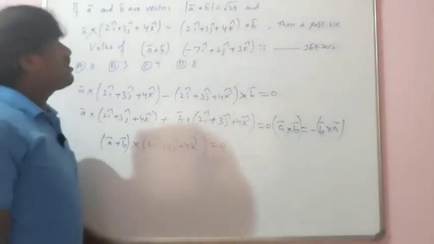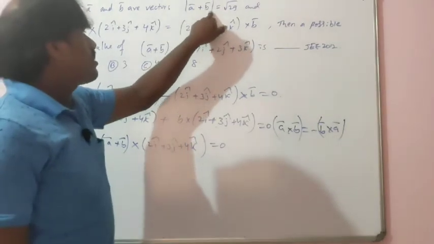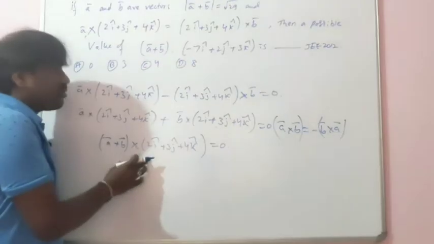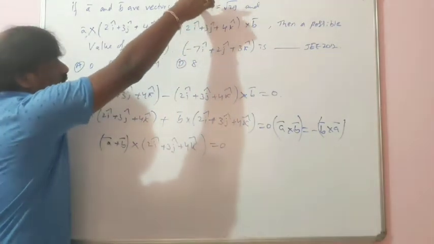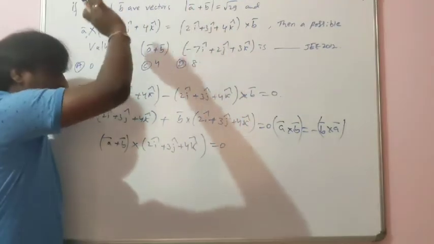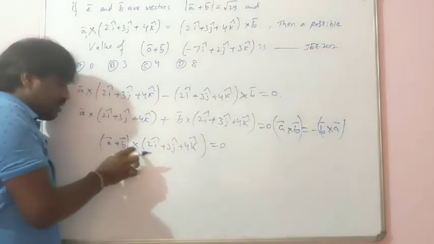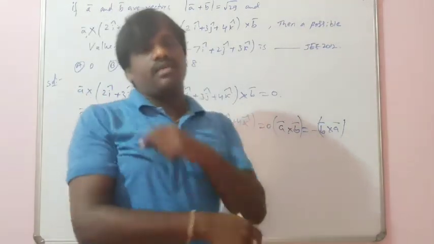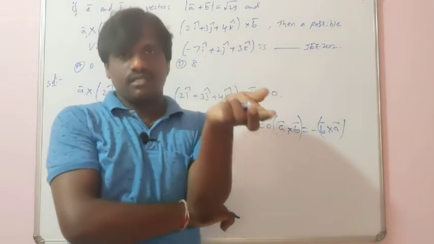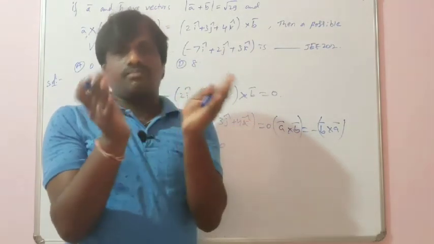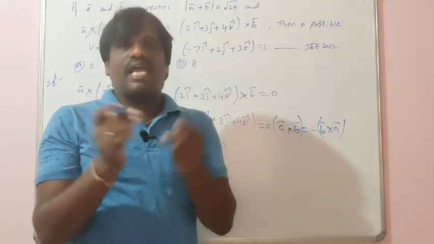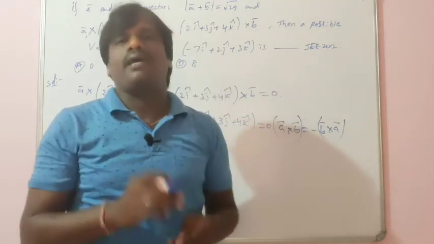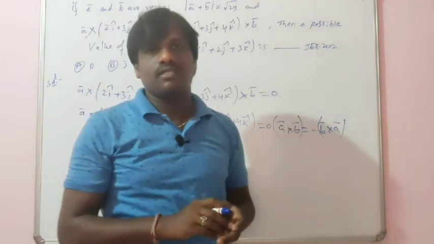But they have given that the modulus of A vector plus B vector is root 29. Just think about this. If A cross B is equal to 0, then what is the angle between them? 0 degrees. If A cross B is equal to 0, then the angle between them is 0. It means that both vectors are parallel to each other. Hope you understand this concept.